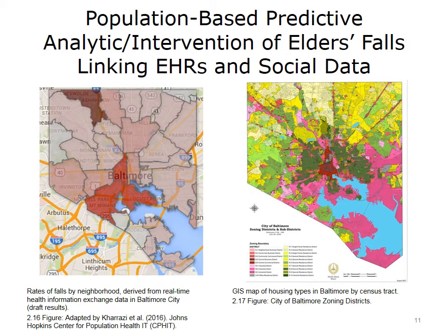The last slide in this case study series is also a Baltimore project. Recently funded by the Robert Wood Johnson Foundation and other sources, it is a collaborative effort between the Johns Hopkins Bloomberg School of Public Health and CPHIT, the City of Baltimore, and the CRISP HIE that attempts to link medical data, social data, and even meteorological data to look at factors that are linked to the falls of elders.